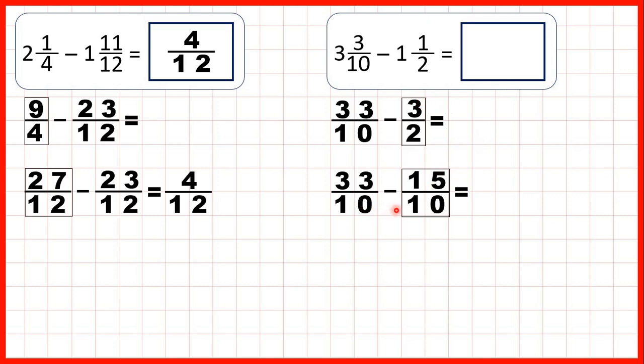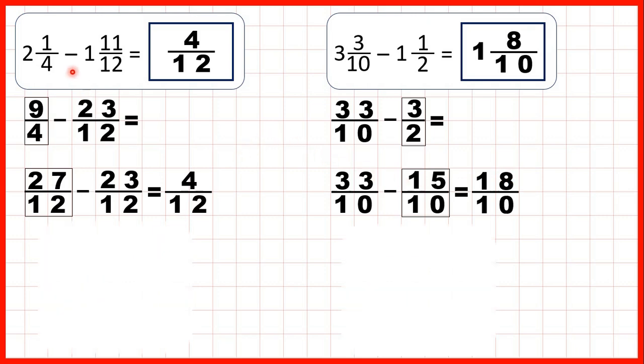So now we have a common denominator, so the denominator stays the same in our answer, and 33 minus 15 is 18. So, as an improper fraction, our answer is 18 tenths. But we can turn that back into a mixed number by dividing. 18 divided by 10 is 1 remainder 8, and the denominator stays the same as it was down here. So our answer is 1 and 8 tenths. And we can check that because 1 times 10 is 10, and then we need 8 more to get to 18.